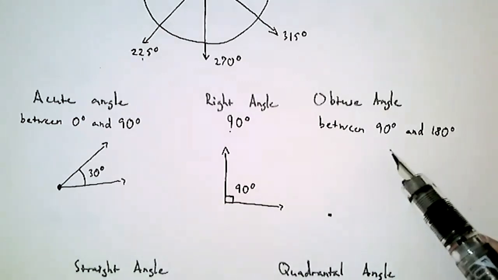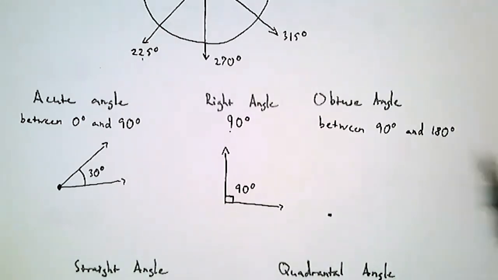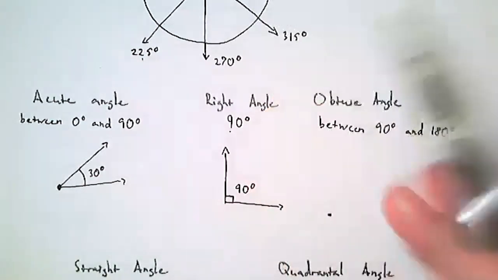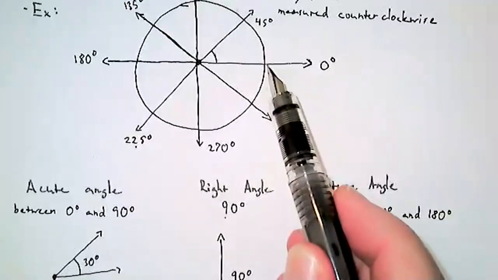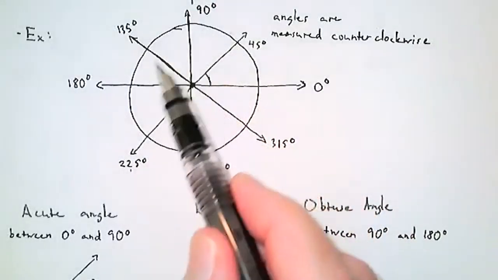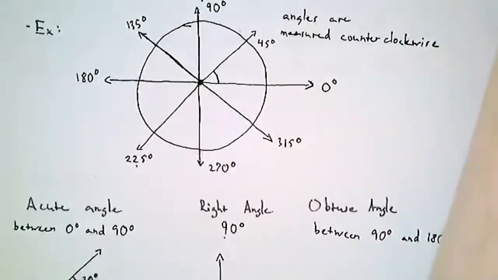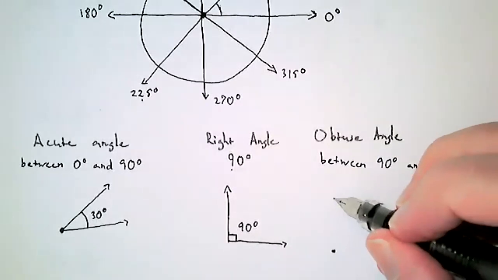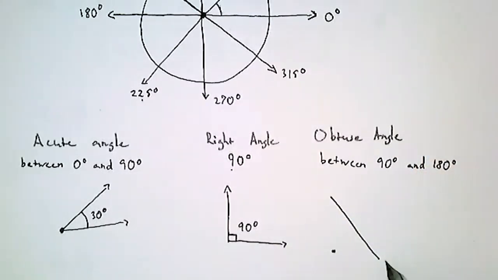Okay, so between 90 and 180, so they're large angles. If you start here, oops, you can't see what I'm pointing at. If you start here, you would need to go past 90 degrees into this region over here. So these are pretty big angles. And here's an example. This one is about 120 degrees.